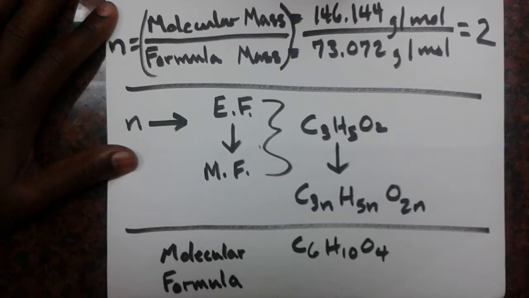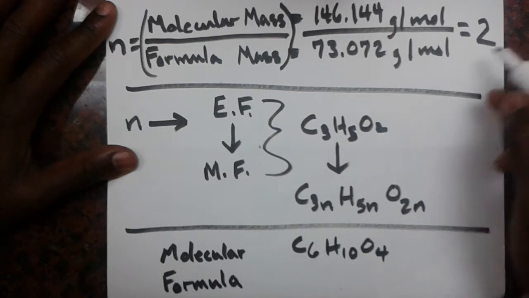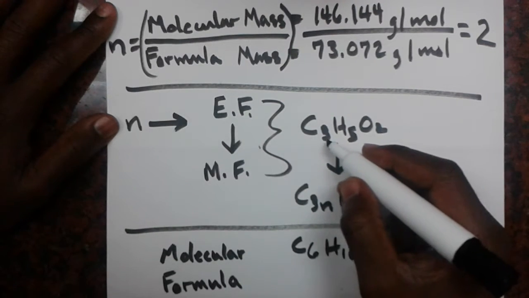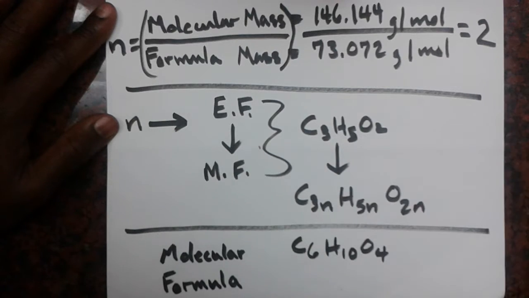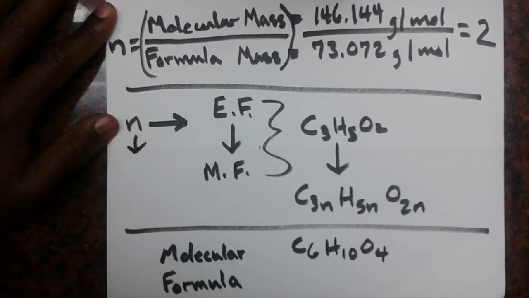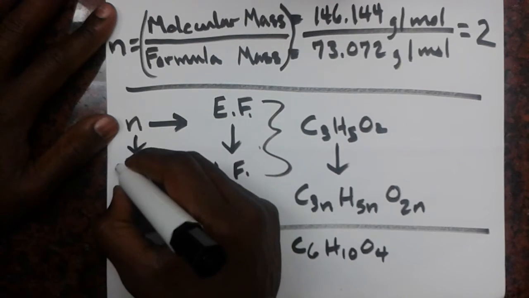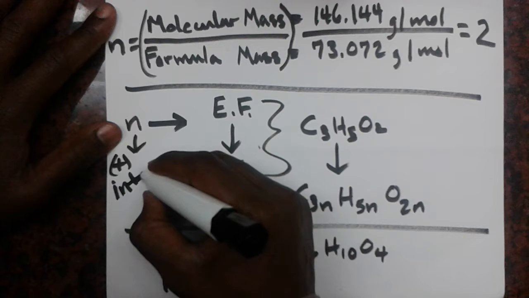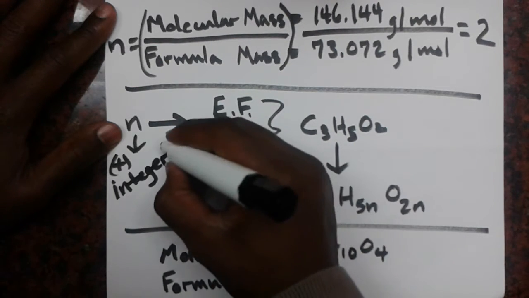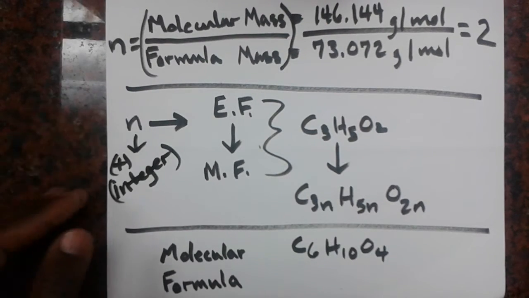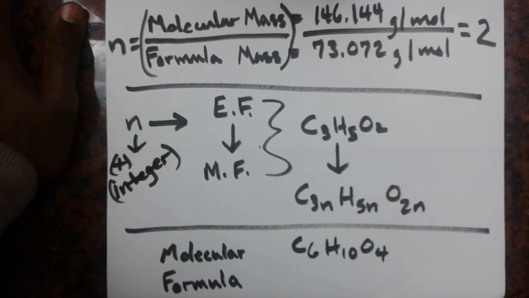So this is very straightforward, and we can see that one of the requirements is that these values in the subscript location of our formula are integers. Therefore, when we scale it or when we multiply it by N, this must be an integer, and it must be positive. That way we have a whole number, and this allows us to convert from empirical formula to molecular formula. So this concludes the lecture.